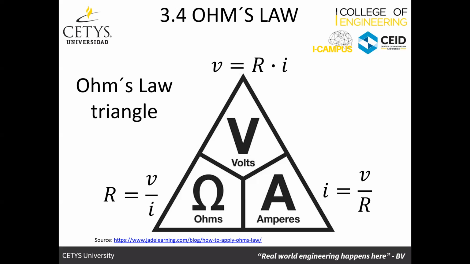So coming back to this, the triangle gives you all the formulas. Voltage is going to be equal to the multiplication of ohms and amperes. Current is going to be voltage divided by resistance, and resistance is voltage divided by current. So the triangle gives you all the combinations of the expressions, but the most common one is V equals R multiplied by I. I is current, electrical current. It's represented in amperes.